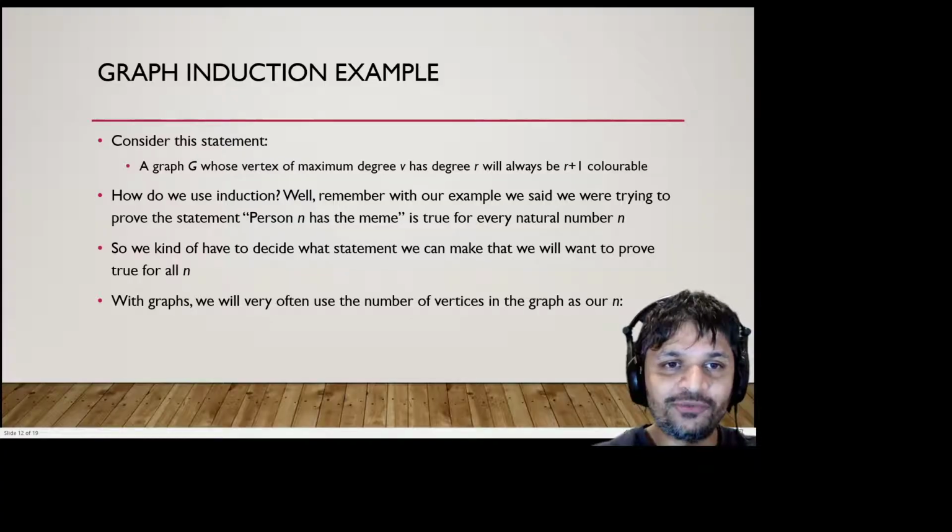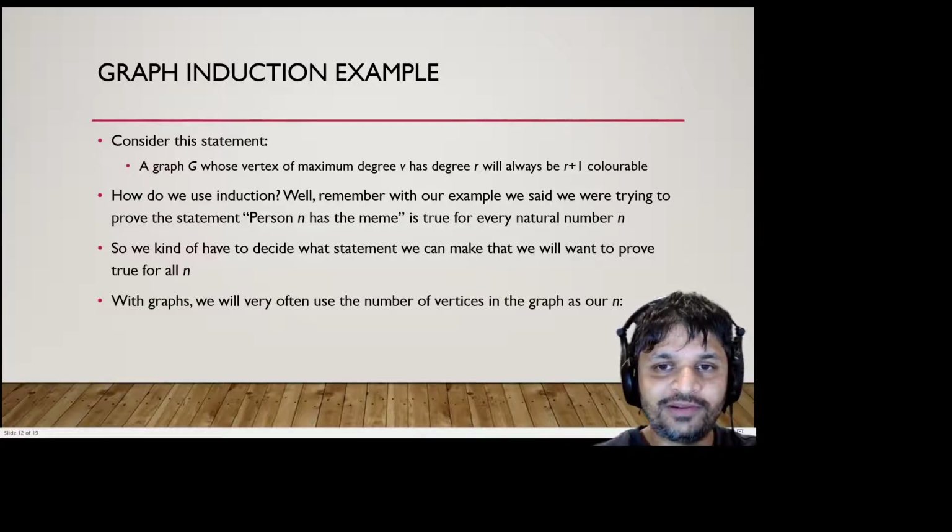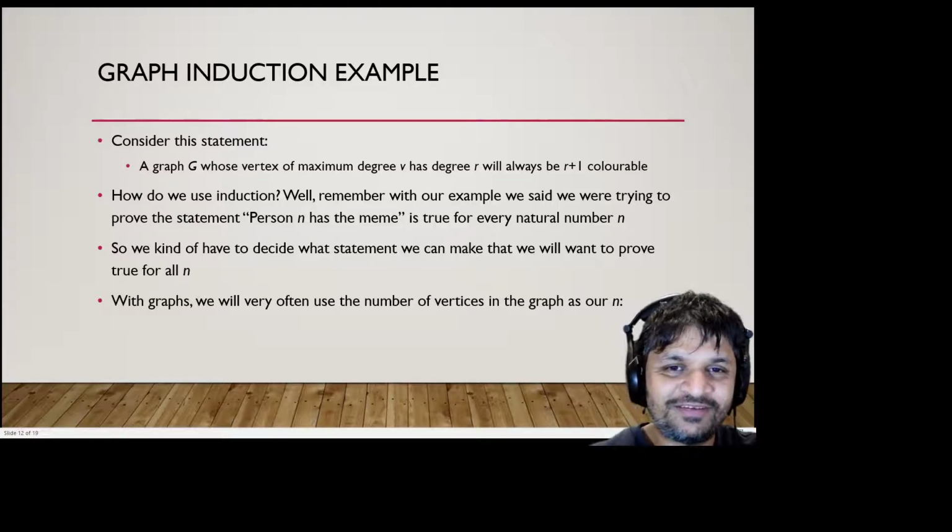So how do we use induction with this? Remember in our example, we said that we were trying to prove the statement "person n has the meme" is true for every natural number n, right? So my statement had something to do with n, meaning some number that I can allow to increase and eventually become infinite. If I look at the initial statement, a graph G whose vertex of maximum degree V has degree R will always be R plus 1 colorable, there isn't an n, right? Because the vertex of maximum degree V has degree R. That's the degree of the vertex. I can't change the degree of the vertex. It's R, it just is.